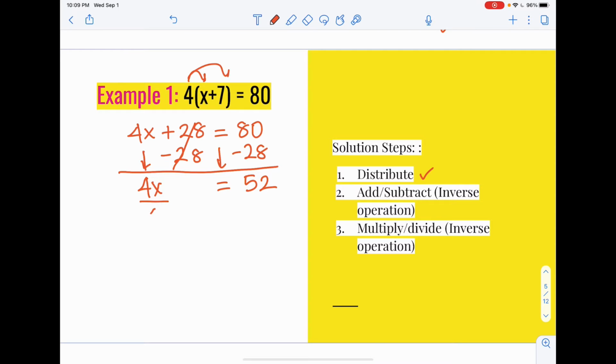And then let's divide both sides of the equation by 4, which means we will also be done with our second and third step here. And then x will be, from here, 13. Okay, done. Now let's check our work.